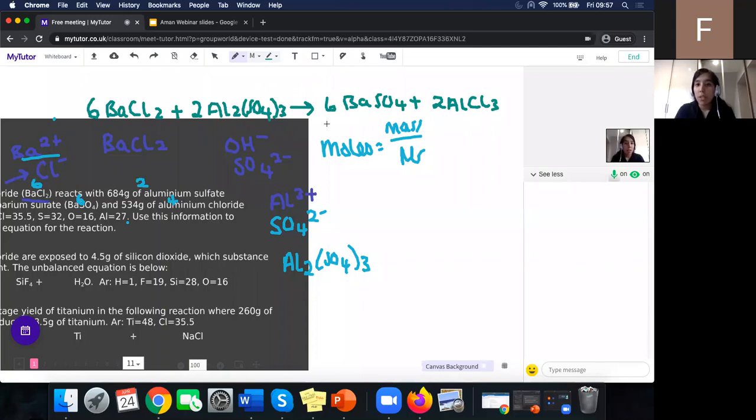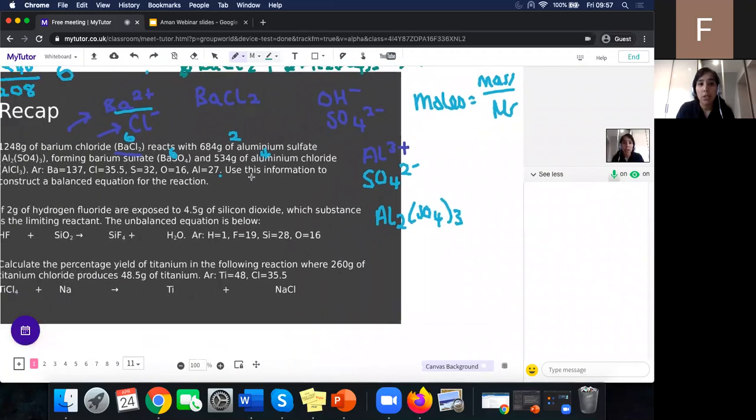And when we write balanced equations, we want it to be the simplest equation possible. So actually, we can divide all of these by 2. So it will be 3BaCl2, 1Al2SO4, 3BaSO4, and 1AlCl3. So hopefully that makes sense. Okay, let's go on to the next question then.